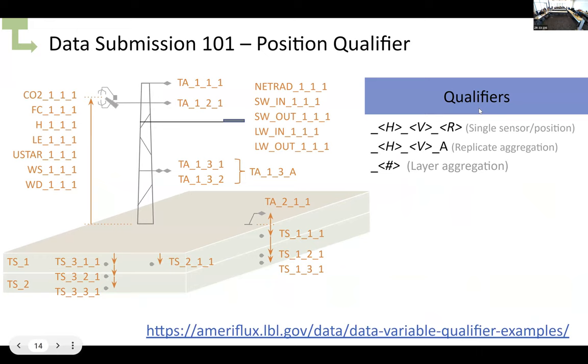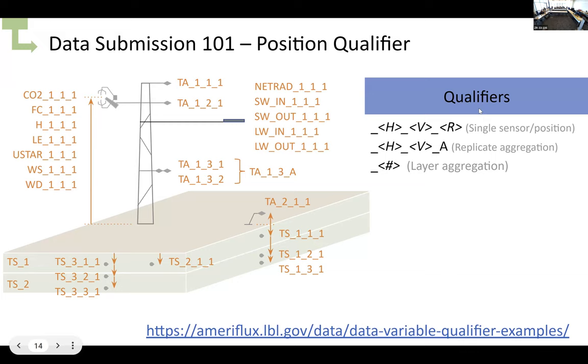Qualifier, I won't go into detail. This just gives you an idea about how we support different positions and different aggregations in a single file. So this is your tower, right? And you might have just one eddy covariance system. But you have a profile of temperature and you have radiation, you have something going on in the soil, maybe a couple of different vertical profiles, and everything can be specified by this qualifier, right?